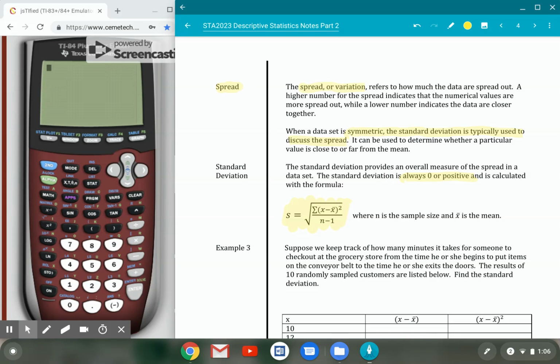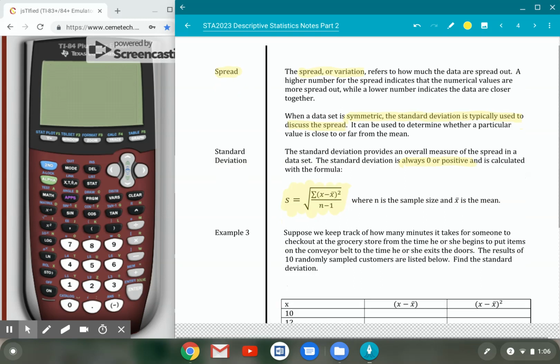So each data piece minus the mean squared, add all those together and divide that by n minus 1, where n is the sample size. So if you had a sample of size 19, you would divide by 18. If you had a sample of size 8, you would divide by 7. Taking the square root of that will give you the standard deviation and shows how much your data typically varies. Key phrase, typically varies.